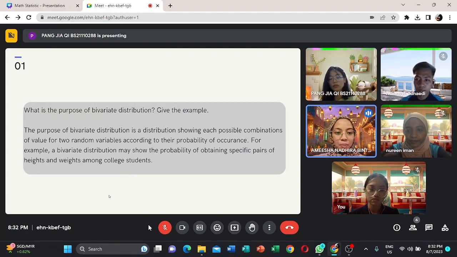So the purpose of bivariate distribution is a distribution showing each possible combination of values for two random variables according to the probability of occurrence. For example, a bivariate distribution may show the probability of obtaining specific pairs of height and weights among college students.